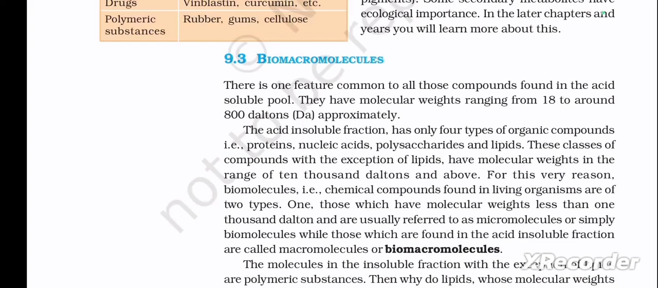They have molecular weights ranging from 18 to around 800 Daltons approximately. The acid insoluble fraction has only four types of organic compounds, that is, proteins, nucleic acids, polysaccharides, and lipids. These classes of compounds, with the exception of lipids, have molecular weights in the range of 10,000 Daltons and above. For this very reason, biomolecules, that is, chemical compounds found in living organisms, are of two types.